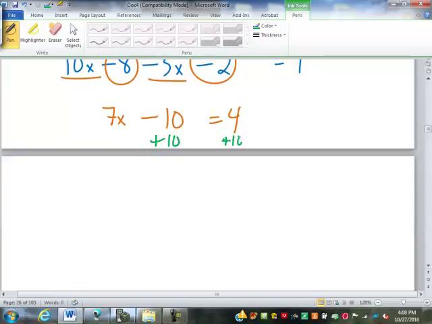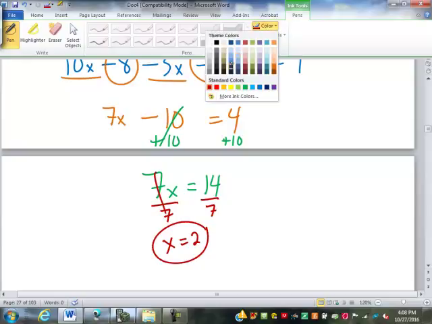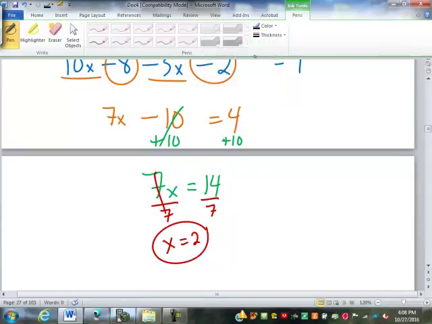7x equals 14. And then this we divide by 7, get x equals 2. Anybody have that one right? Cool. Any questions? Okay.